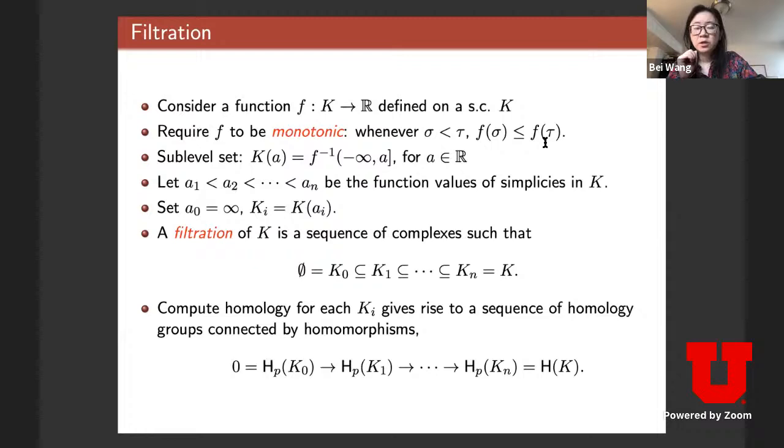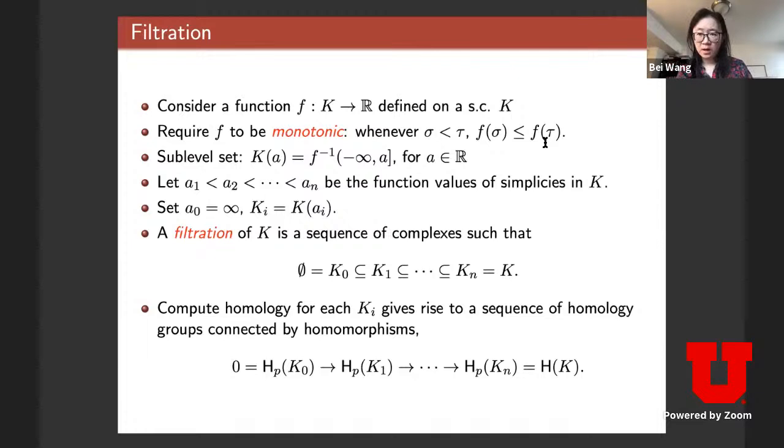So what does this really imply? It implies that at any time of my filtration, what I have at that time is always a simplicial complex. Because one of the conditions for a collection of simplices to be a simplicial complex is that whenever a simplex is in there, all its faces are already there. So this condition of monotonicity of the function enforces that whenever a simplex shows up, all its faces are already showing up. So it satisfies the condition for the collection to be a simplicial complex, okay?